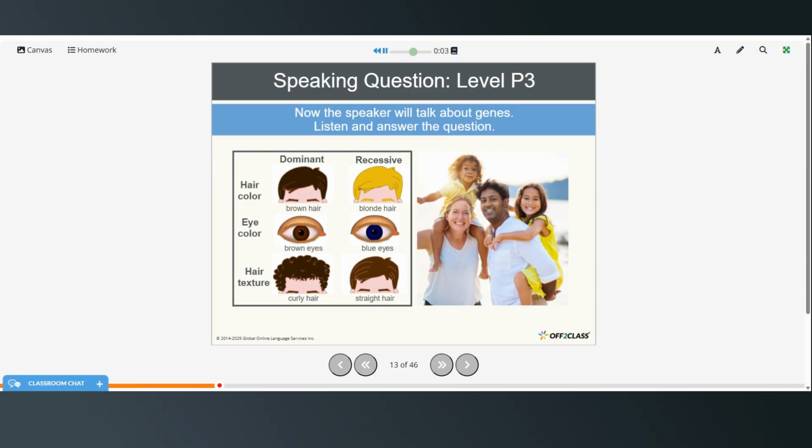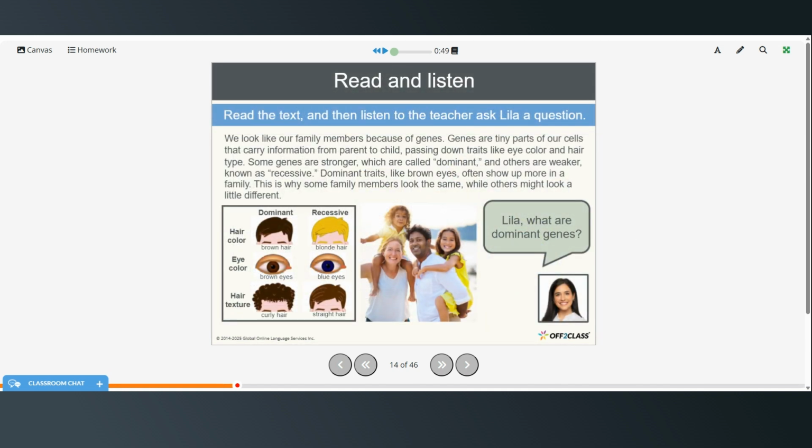The science class continues learning about genetics. We look like our family members because of genes. Genes are tiny parts of our cells that carry information from parent to child, passing down traits like eye color and hair type. Some genes are stronger, which are called dominant, and others are weaker, known as recessive. Dominant traits, like brown eyes, often show up more in a family. This is why some family members look the same, while others might look a little different.